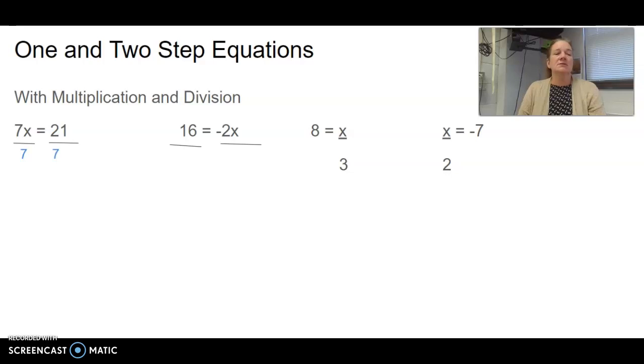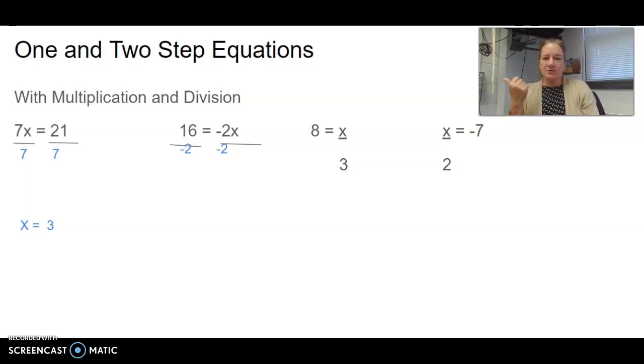So I'm going to divide, right? If I'm multiplying in the equation to make that 7 go away, I divide. So when I divide both sides by 7, the 7 goes away on the left. I'm left with x, and 21 divided by 7 is 3. Right? The same over here.